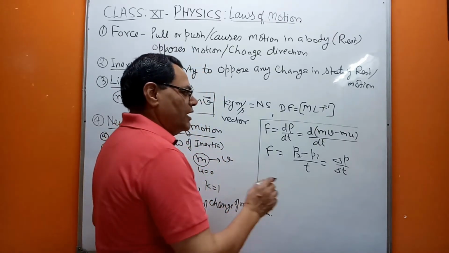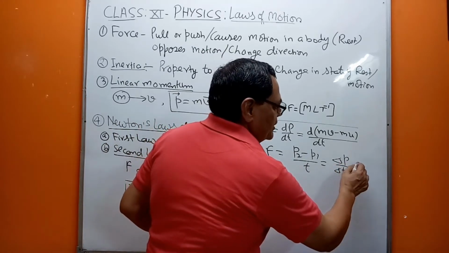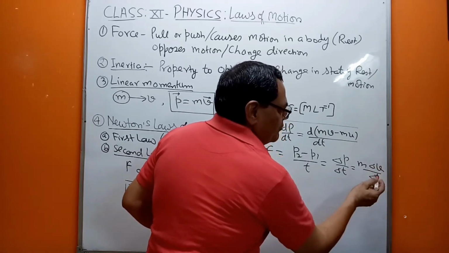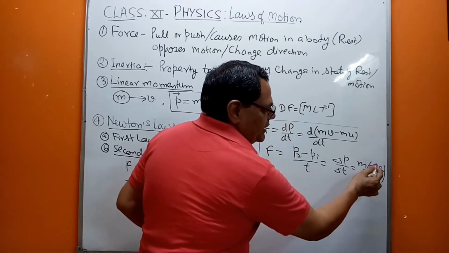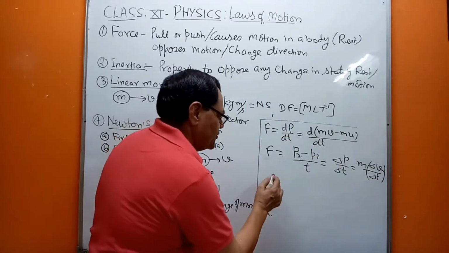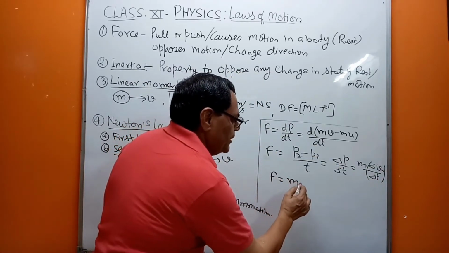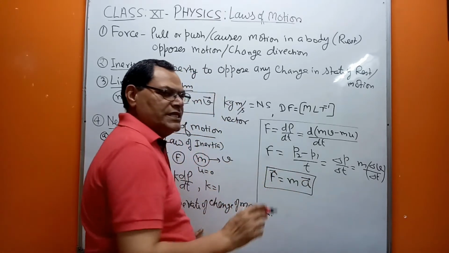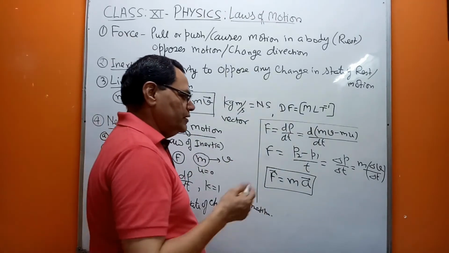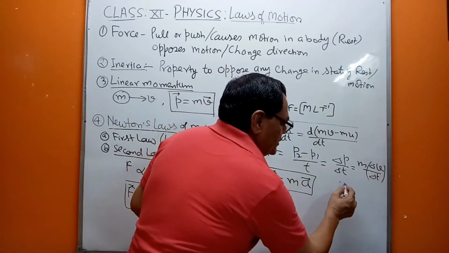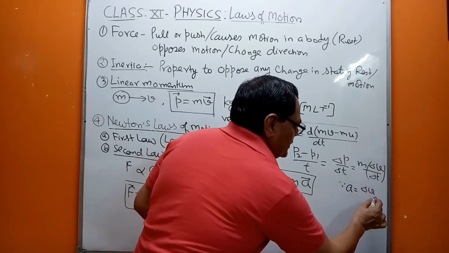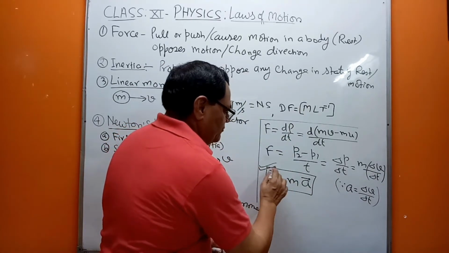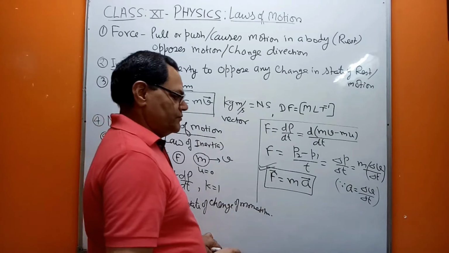Now if you take delta p as the mass into change in velocity upon delta t, mass is separate and delta v upon delta t will be the acceleration. So you will have F is equal to m a, where a is the acceleration. So another formula for force is F is equal to m into a, where a is nothing but delta v upon delta t. This is a very important formula, useful in numerical problems.